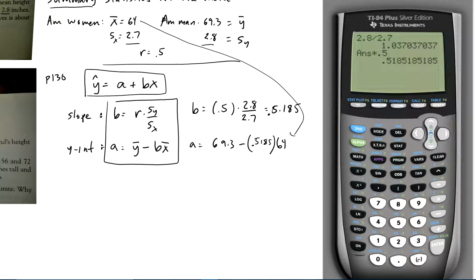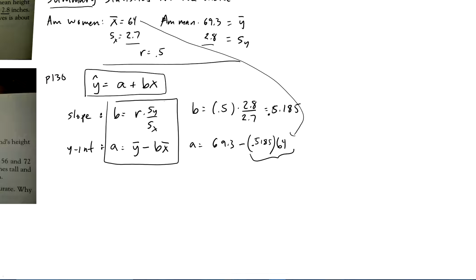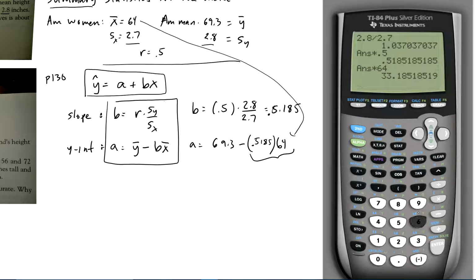And so I'm going to use that answer. See where it says answer on the negative sign? Second answer times 64 equals, that's this right here. And so then I'm going to do 69.3 minus that answer. See, you can always have your calculator plug the last number into the equation by just using second answer. I'm doing this to show you how to use a calculator a little easier. And you get 36.11.